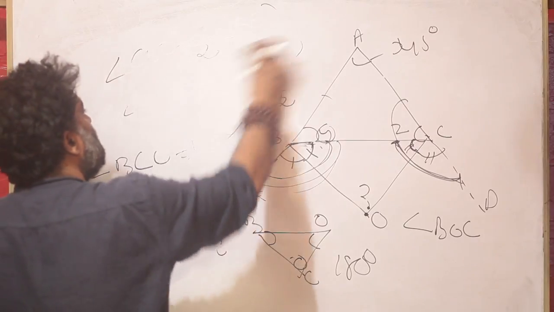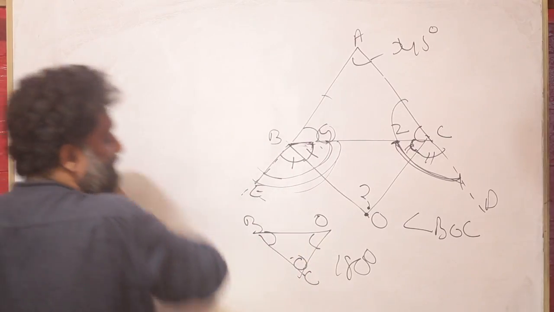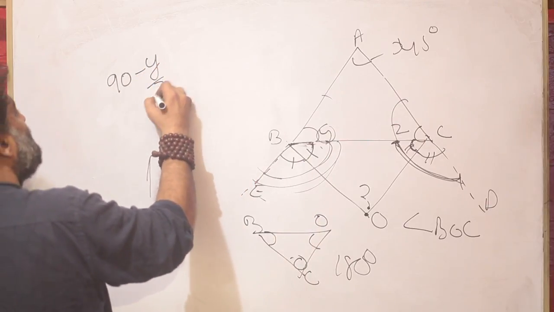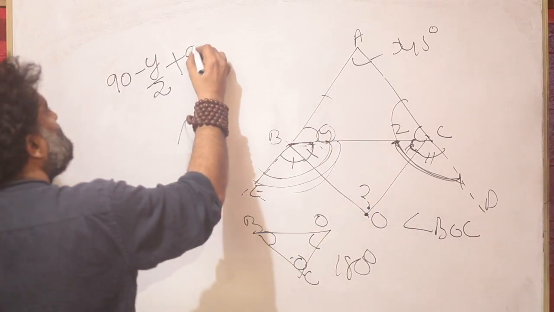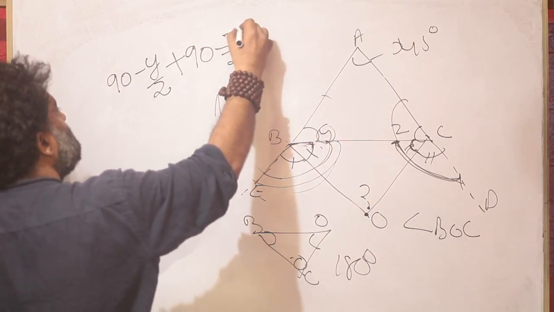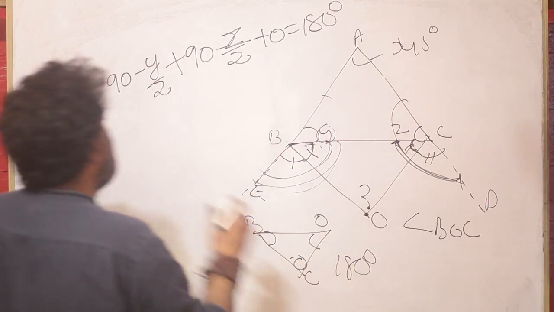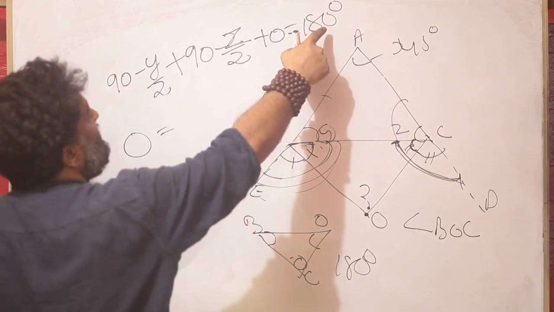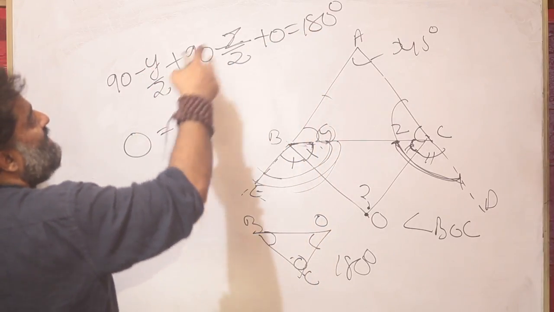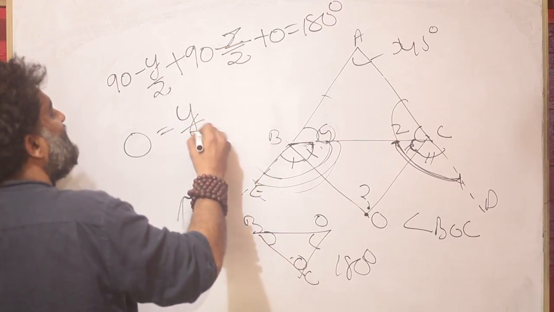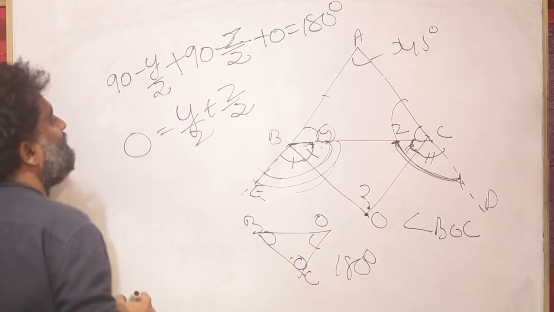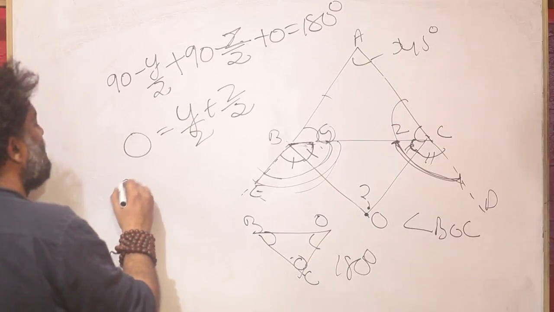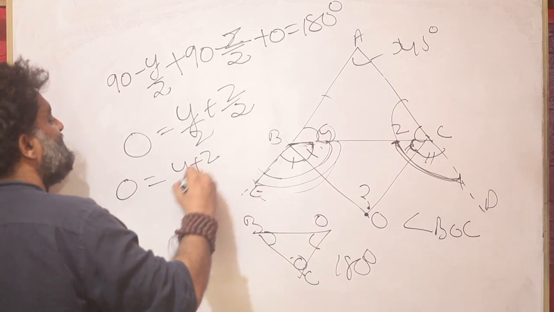So forget this story, capture the key points, move on, and you will see this angle was 90 minus Y by 2 plus this angle was 90 minus Z by 2. So angle O is equal to 90 plus 90, 180. 180, 180 would get cancelled. Minus Y by 2 minus Z by 2 will switch and become plus Y by 2 plus Z by 2. So angle O is equal to Y by 2 plus Z by 2, or I can write it as angle O is equal to (Y plus Z) by 2.